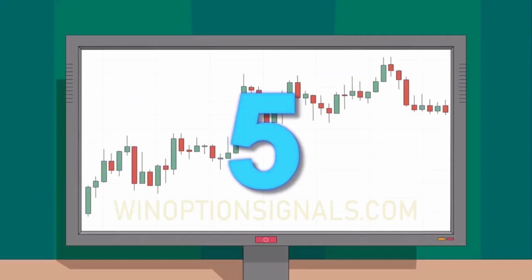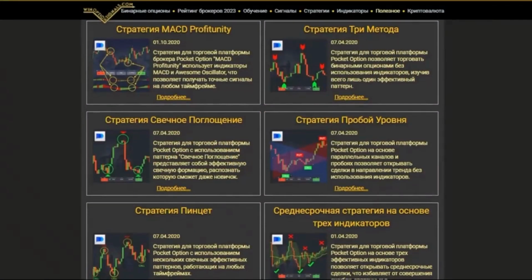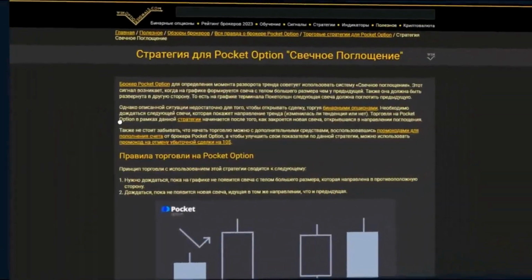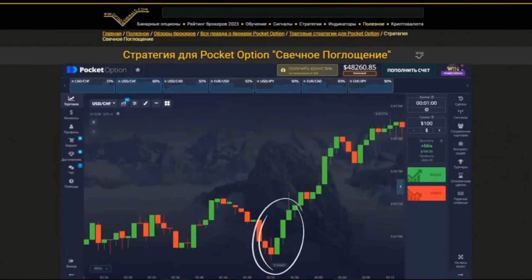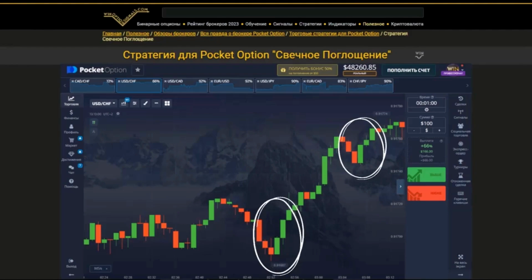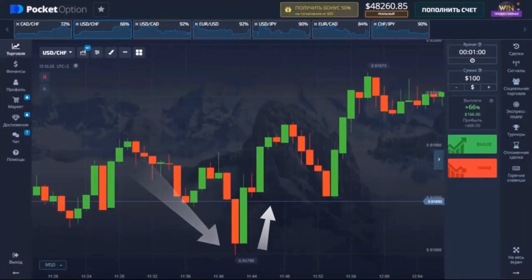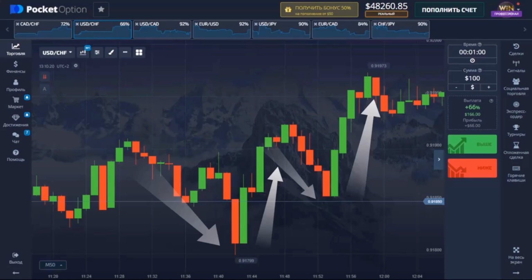In 5th place, the Pocket Option candlestick engulfing strategy deserves special attention. It is so clear and simple that within just 5-10 minutes of learning the basic principles, you can already start trading binary options. Pocket Option recommends using this particular strategy, candlestick engulfing, to identify trend reversal points.